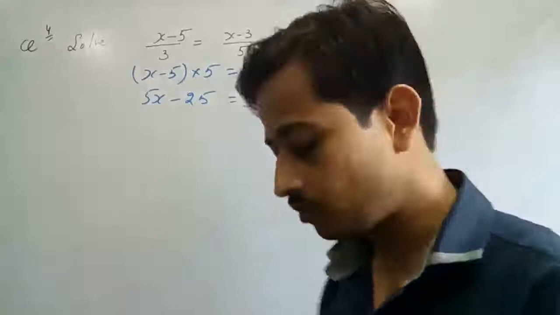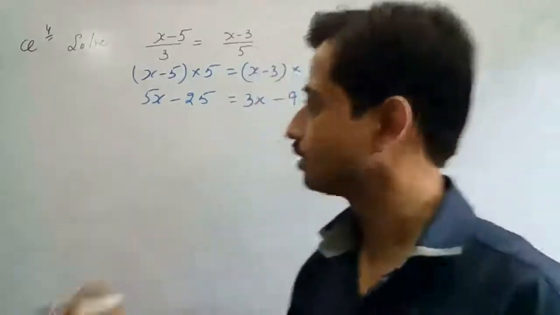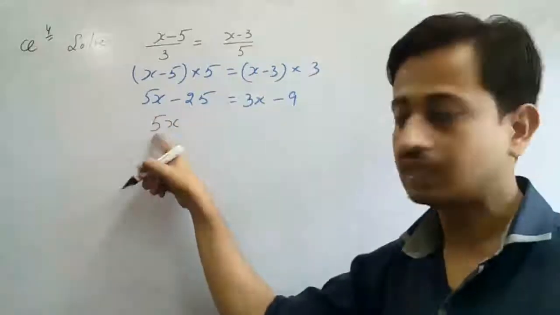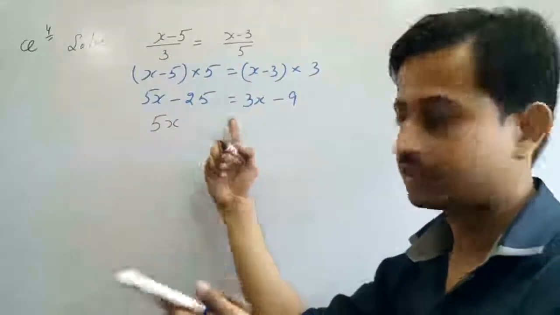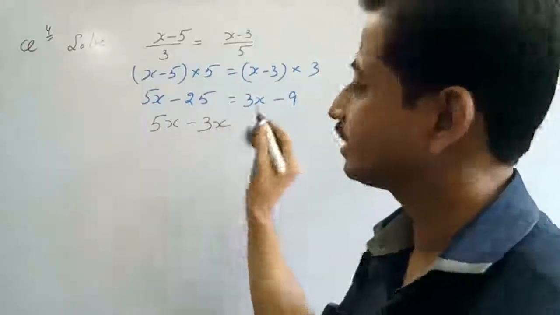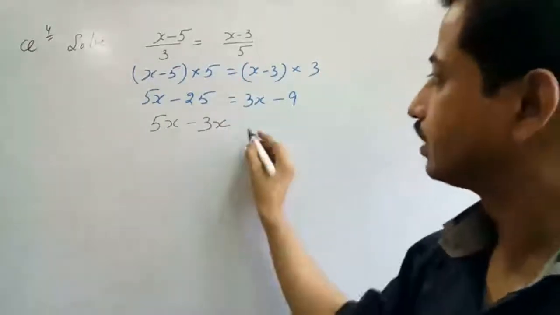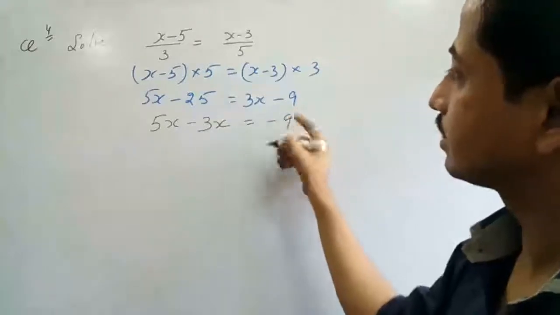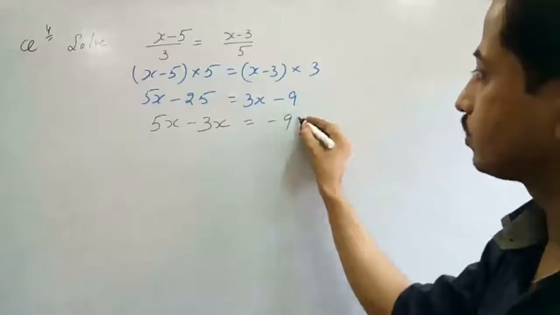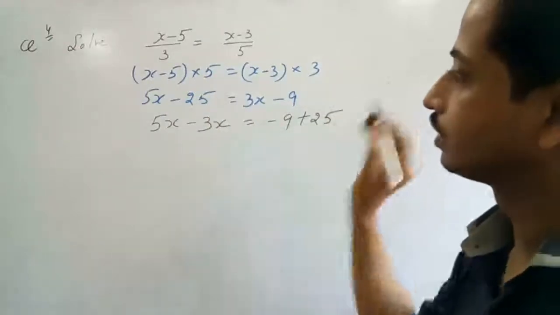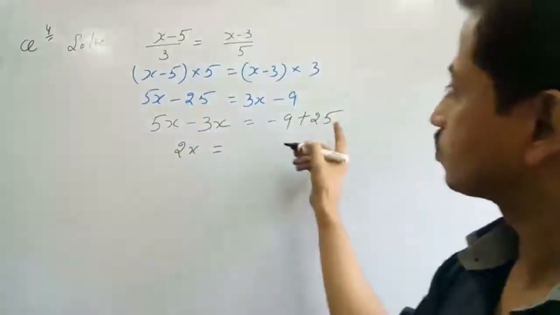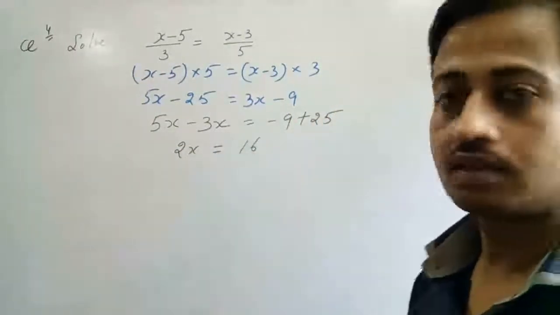Now the next step is what? We have to separate the variables. That's why I keep 5x as it is and take this 3x on the left hand side. Here the sign of 3x is positive. If we take it on the right hand side, the sign becomes negative. Same here, the sign is negative. If we take minus 25 on the right hand side, we get positive 25. Now 5x minus 3x, we get 2x, which is equal to 25 minus 9, 16.